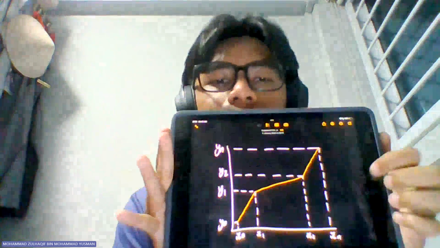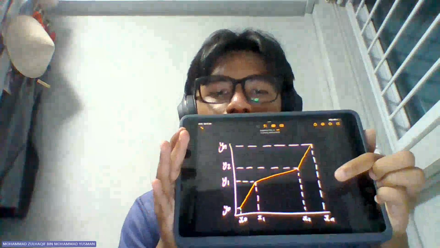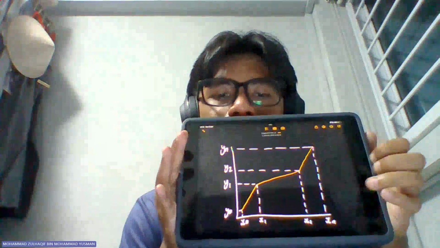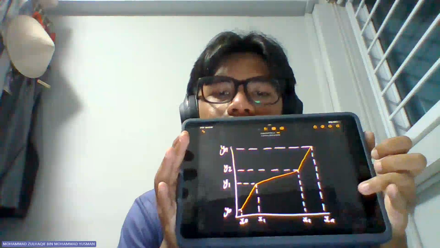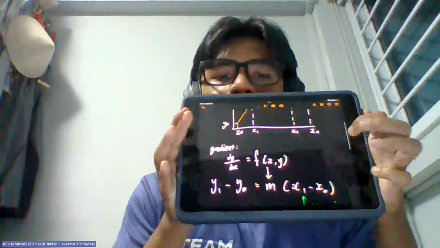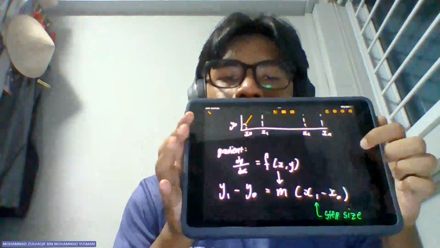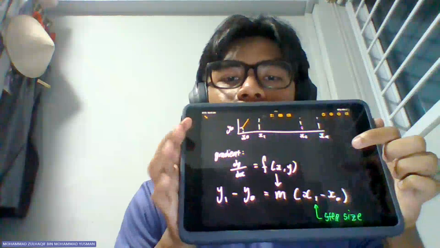Hello, so today I'll be showing you guys how to solve an IVP question using Euler's method. First up, let's understand how we derive the formula. In this graph, from below, y0, y1, y2, yn, and then on the x-axis, x0, x1, x2, and xn. Using the tangent line equation, which is y1 minus y0 equals m times (x1 minus x0), that's how we slowly get into the formula.